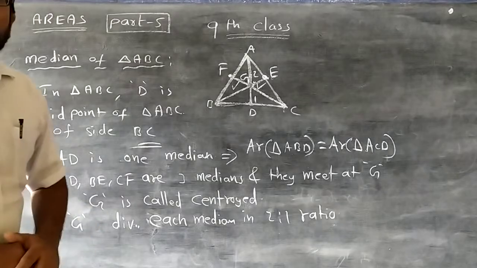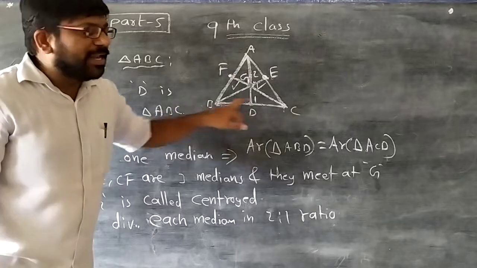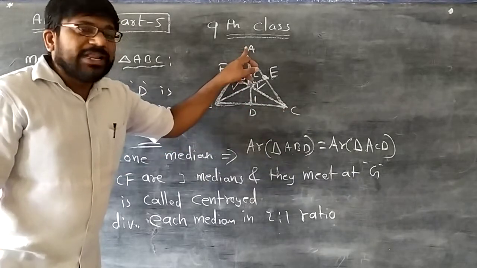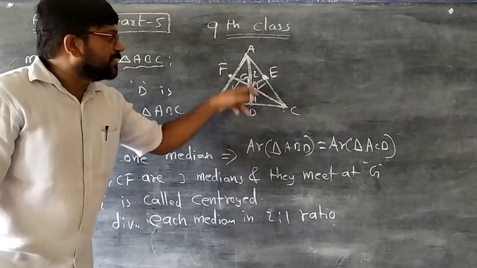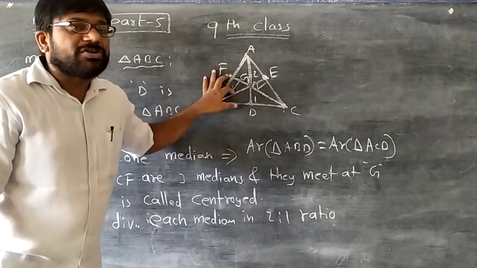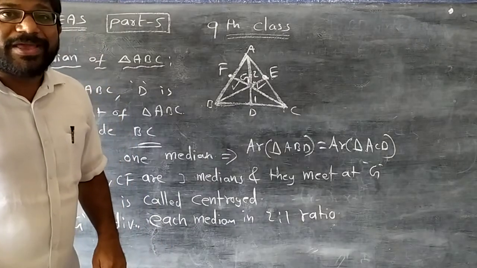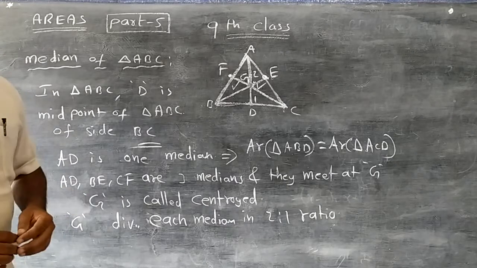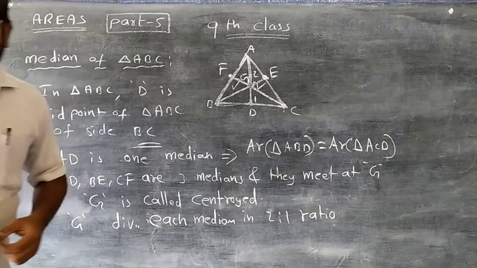So this is the concept of median. Once again, listen. In triangle ABC, D is the midpoint of BC. Then the line segment joining a vertex to the midpoint of its opposite side is called a median. This median divides the total triangle into two parts of equal area. By using this concept, we can do the problems which belong to Exercise 11.3.